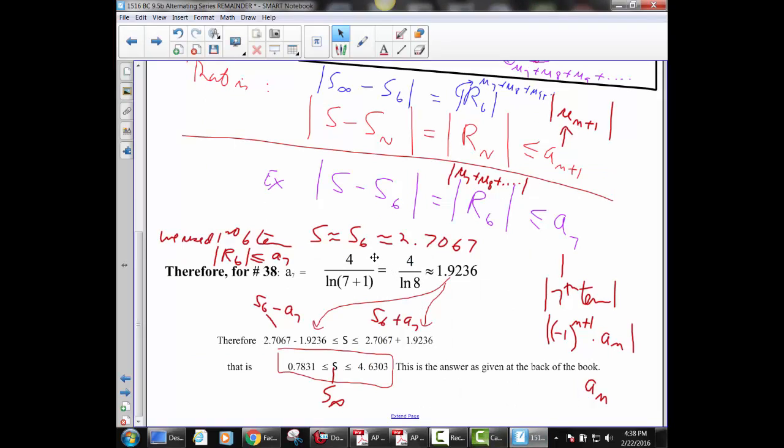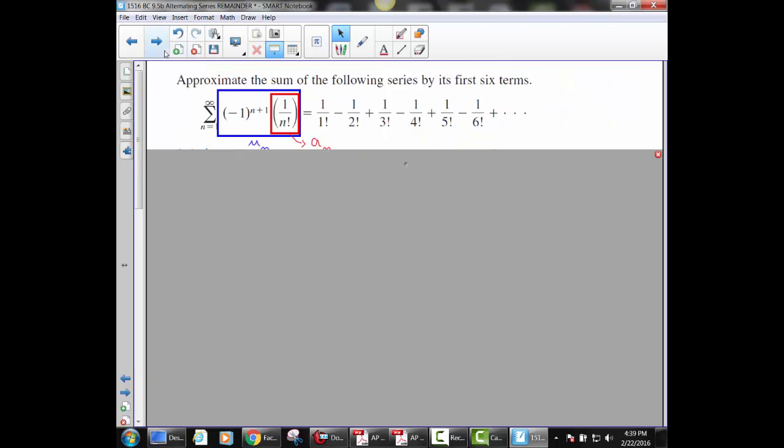So in my opinion, approximate using the first 6 terms, the answer is 2.7067. What they should have said is, include in that the remainder. So once we get this answer of 2.7067, it's going to be plus or minus basically the absolute value of the 7th term, and that's how you get that answer right there.